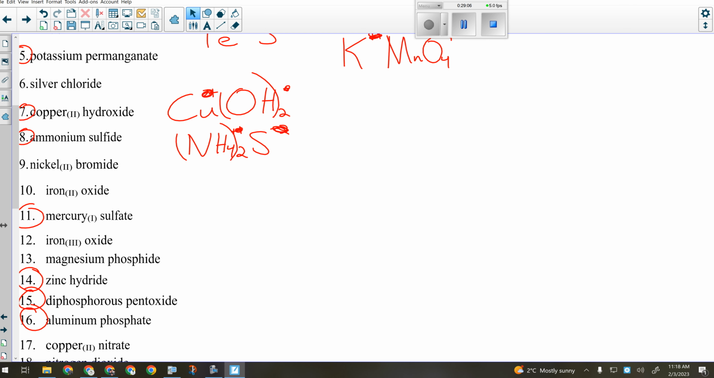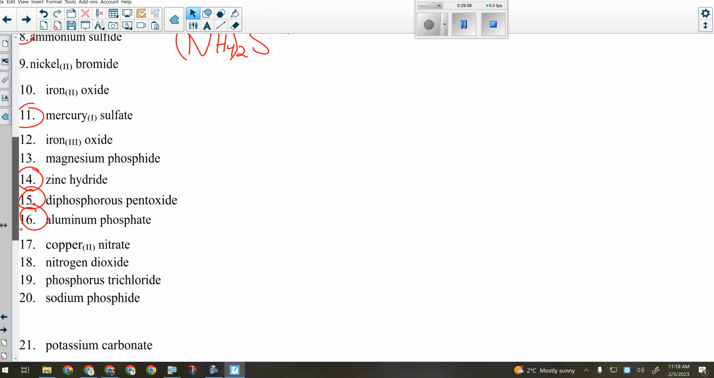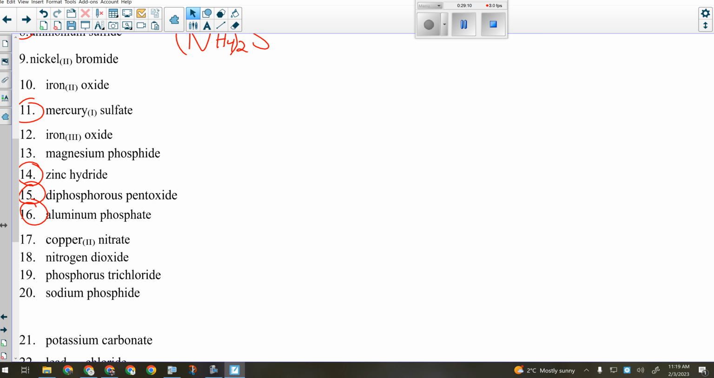All right, and then for number 11, we got mercury 1 sulfate. So mercury is a metal, but it has a Roman numeral. So they're telling me use the +1 charge, and it's with sulfate, which is a polyatomic ion, and it has a -2 charge. All right, so when I drop and swap, I'm going to get a 2 here, a 1 there. If I wanted to, I could put brackets in there, but I don't have to.